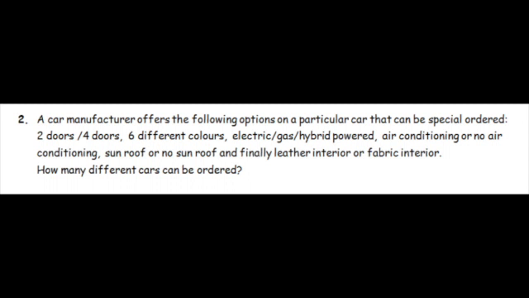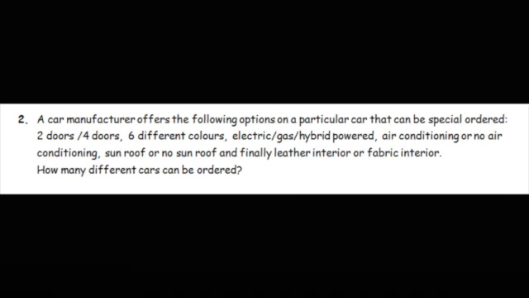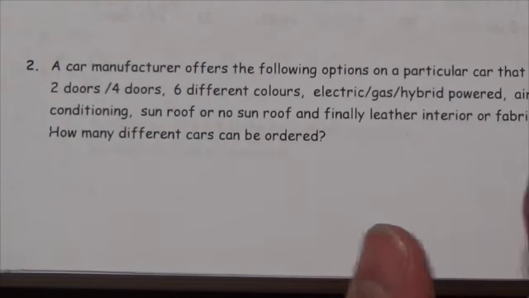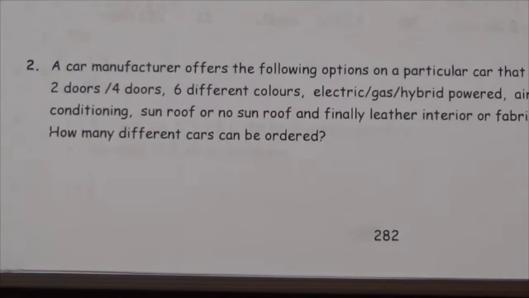A car manufacturer offers the following options on a particular car that can be special ordered: 2 doors or 4 doors, 6 different colors, electric, gas, or hybrid powered, air conditioning or no air conditioning, sunroof or no sunroof, and finally leather interior or fabric interior. How many different cars can be ordered? So when we read this problem, what we need to do is figure out what the subtasks are.